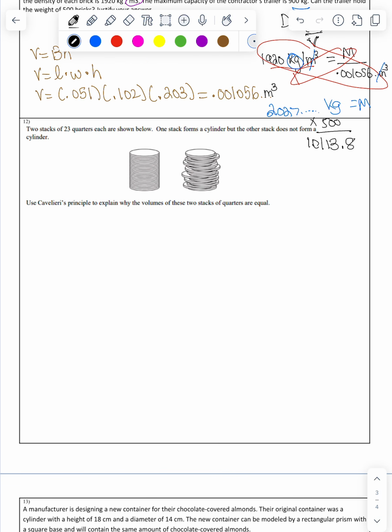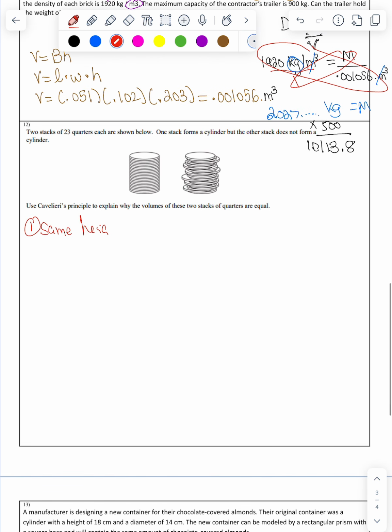So you can check out the answer key for a really nice written up response. In this video, I'm just going to talk about the components that should go into it, but I wrote the response up already in the answer key, so please check that out. So for Cavalieri's principle, it's 2 parts. The first part is same heights. And the second part is the cross section area. So the area of the cross section should be the same.